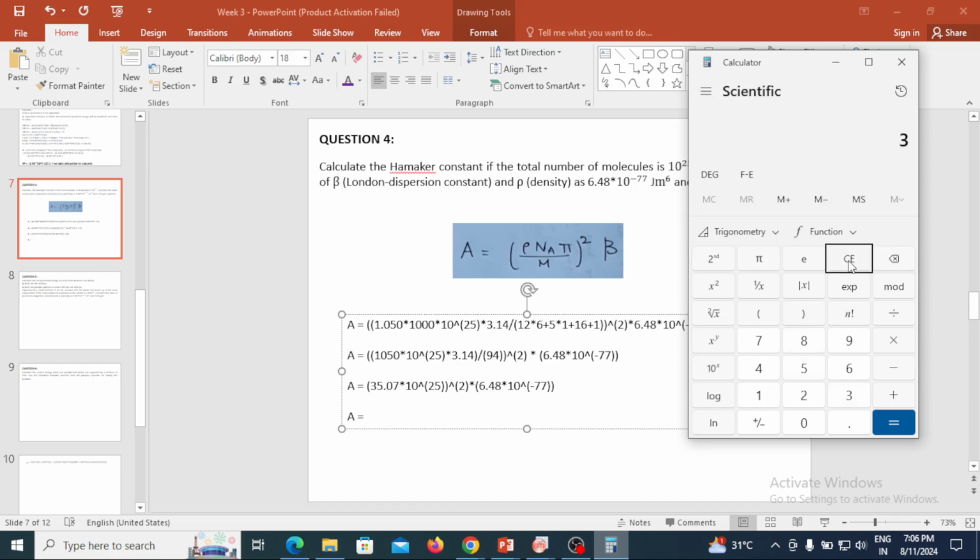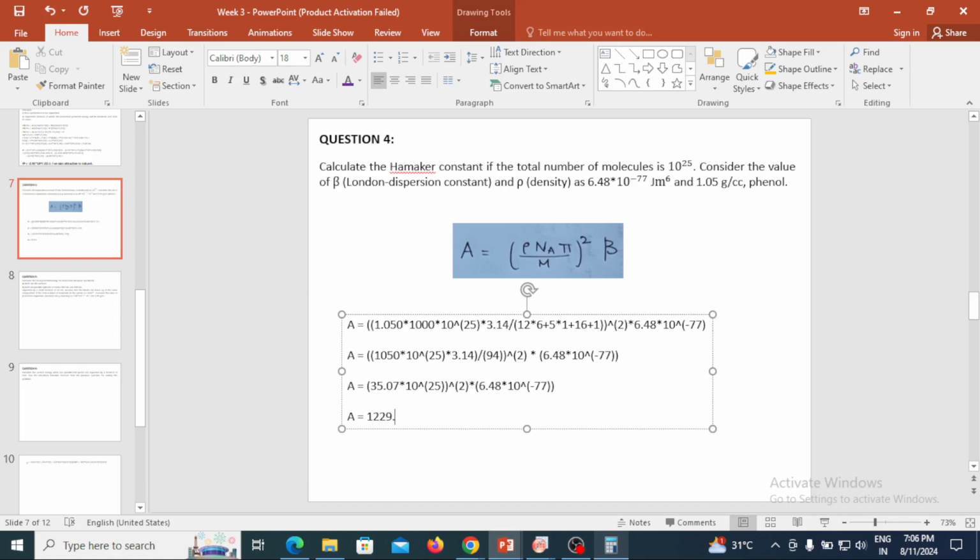So it is 35.07 whole square, so 1229.9 times 10 power minus 25 whole square will be 10 power 50 times 6.48. So let me just write that 6.48 here.